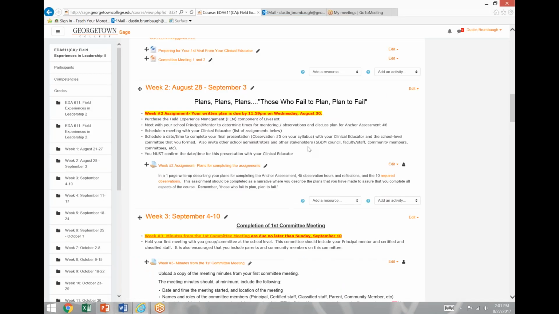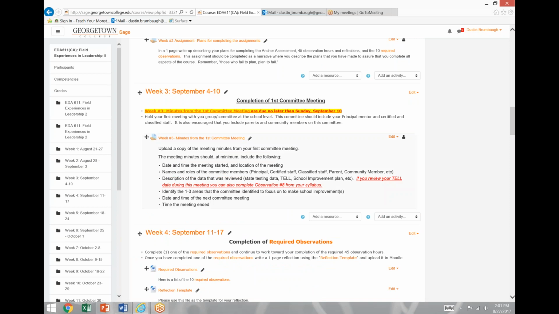As you recall, when we go down to week 3 here, you are supposed to hold your first committee meeting with your committee and do the items described here. That first committee meeting should include your head principal, some certified and classified staff, and hopefully a parent or community member too. Hold that first meeting, go over these things. I'll go into detail in just a moment, but you need to hold that first meeting with your committee on or before Sunday, September the 10th, and by September the 10th, upload those minutes for week 3.